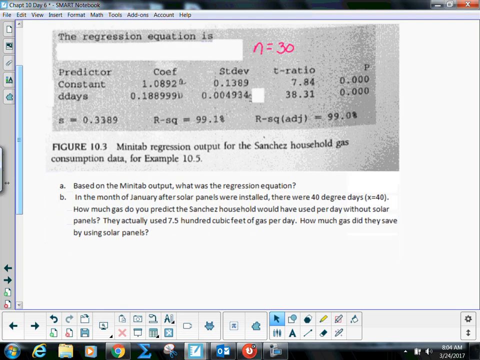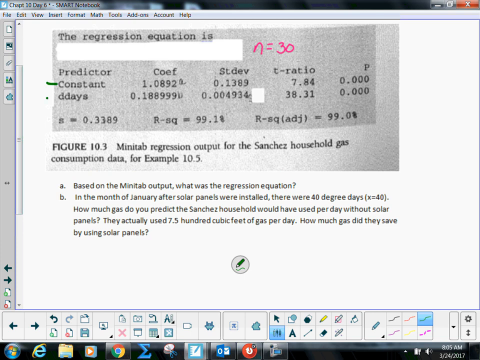Okay, so the regression equation, I've whited that part out, and this is the Minitab output like we talked about before. We have the constant, which is the y-intercept, and the degree days, which we're calling x in this problem. This is my x variable. The coefficients are right here, the standard deviations are here, the t-ratios and the p-value. Based on this output, go ahead and write down the regression equation, since I whited out the equation.